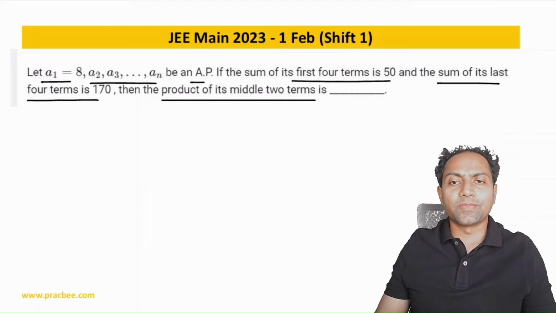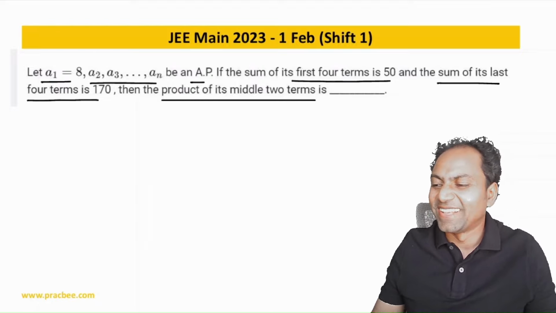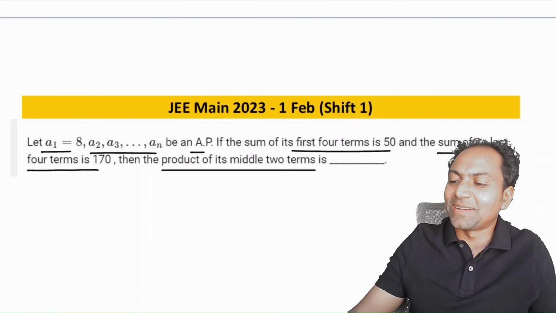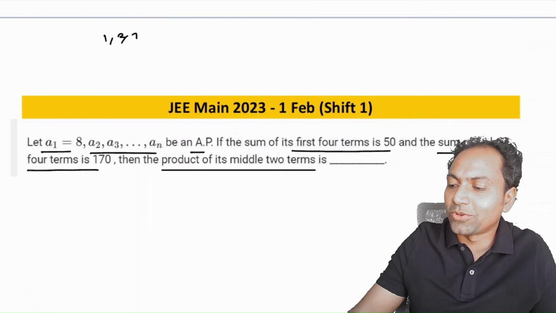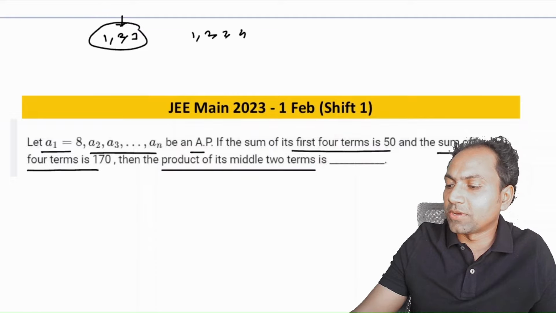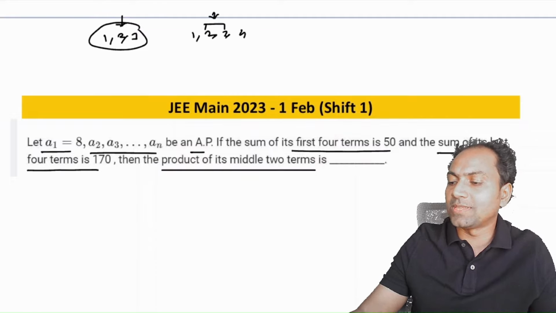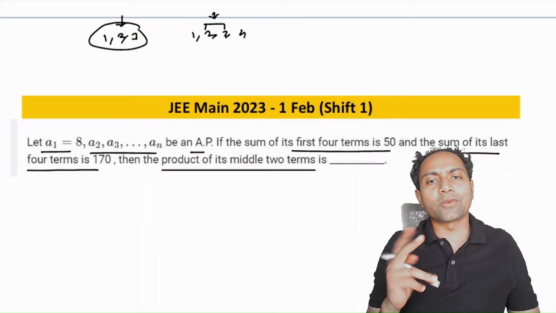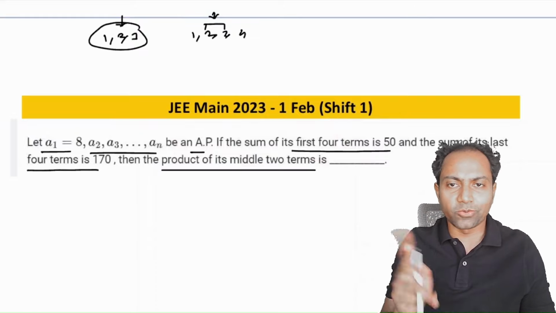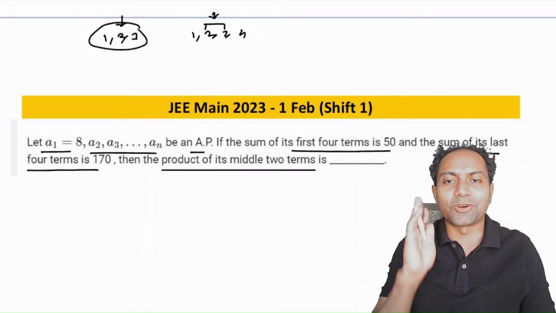So here one thing is implied: there are two middle terms. Okay, so what does that mean? If you have an odd number of terms, there is only one middle term. But if you have an even number of terms, there are two middle terms. So when they say two middle terms, it is already implied that the number of terms is going to be even only. Otherwise, two middle terms are not possible.